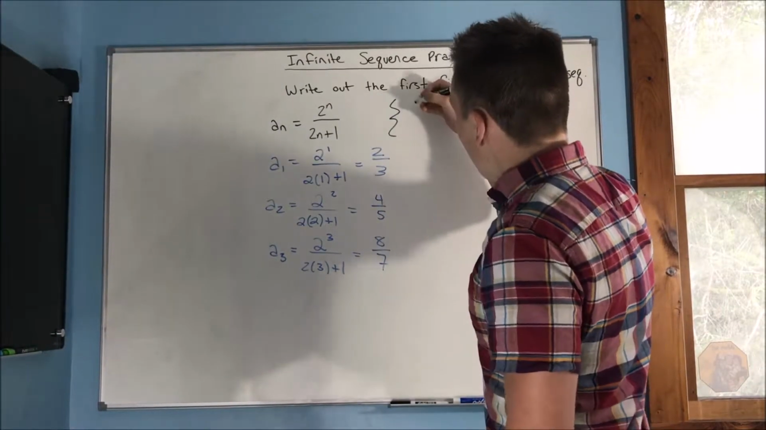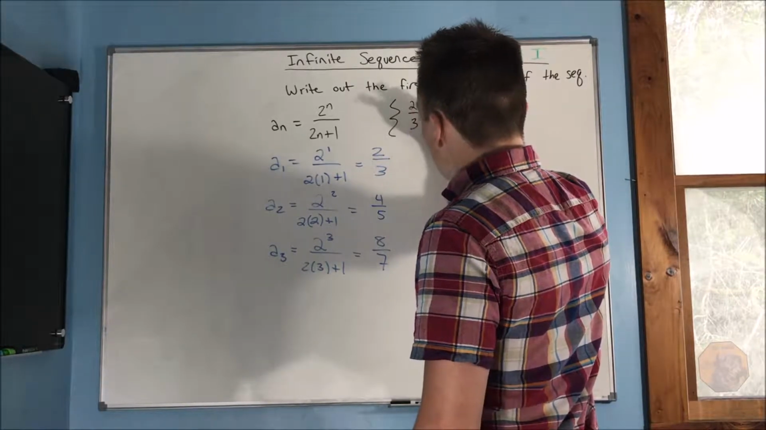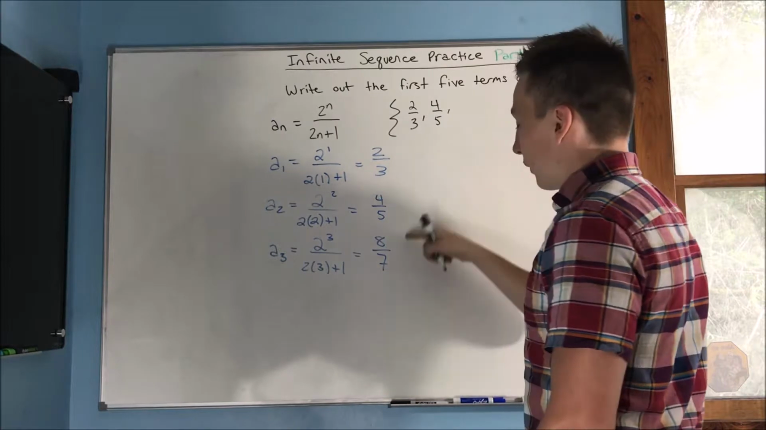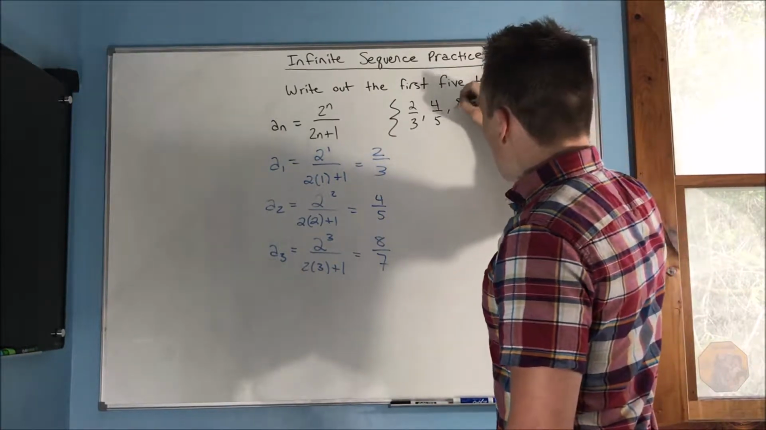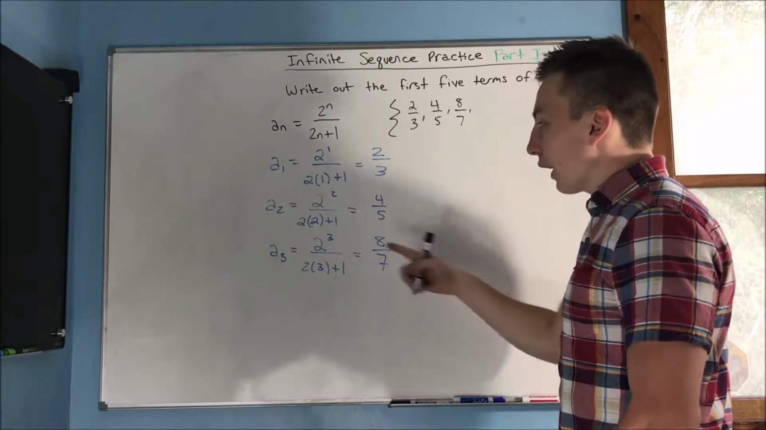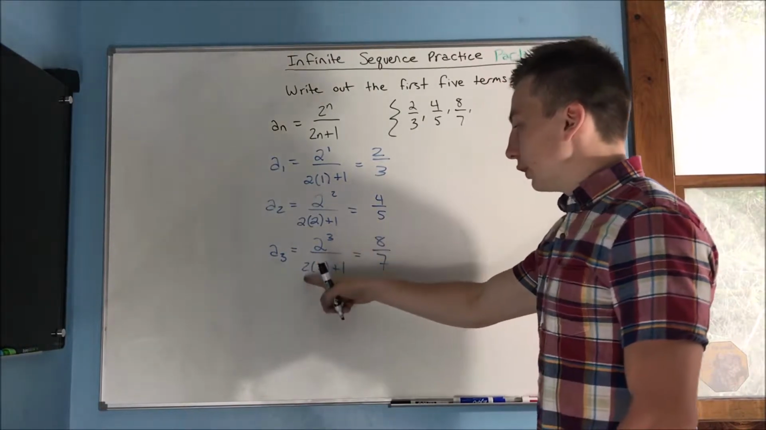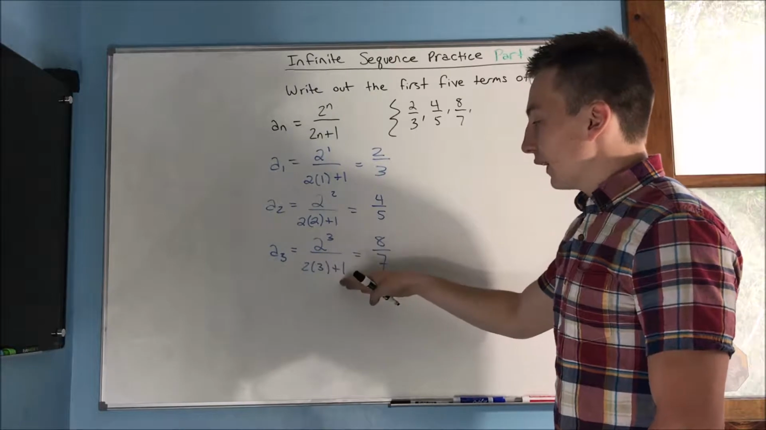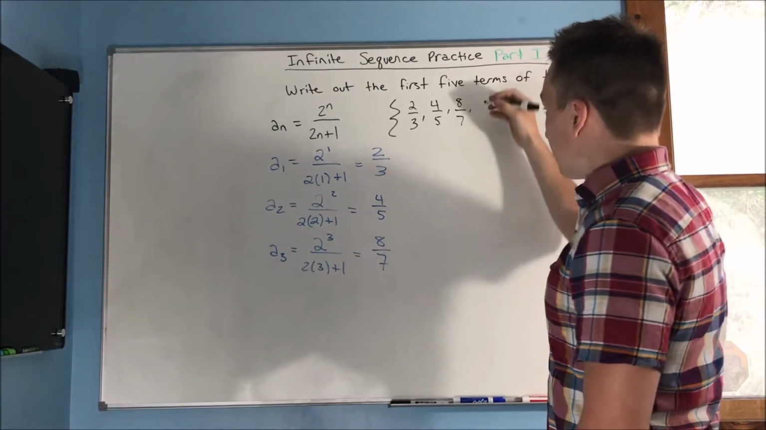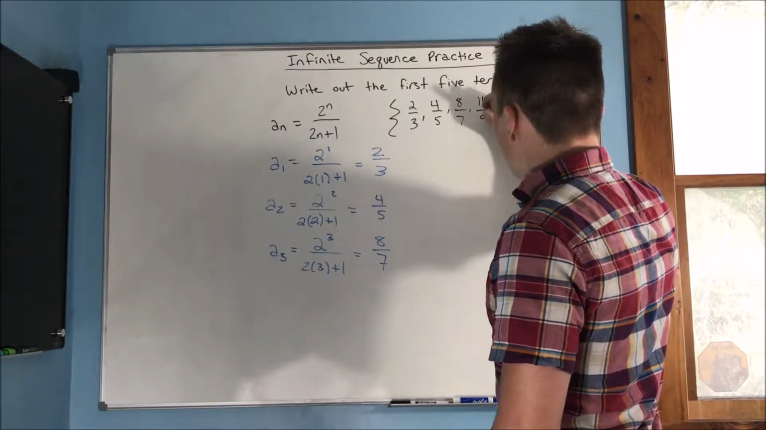So, starting off, like I said, we had 2/3, then we went to 4/5. Remember, this is a comma-separated list. For our third term, we had 8 over 7. For our fourth term, we're going to have 2 to the fourth over 2 times 4 plus 1. Denominator is going to be 9, and the numerator, 2 to the fourth, is 16. So we're going to get 16 over 9.